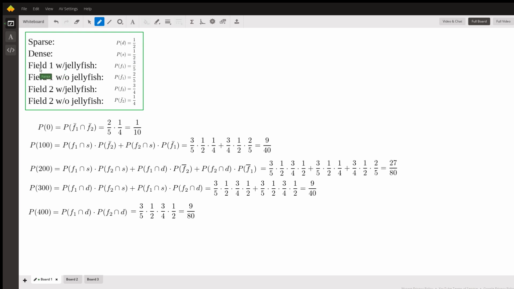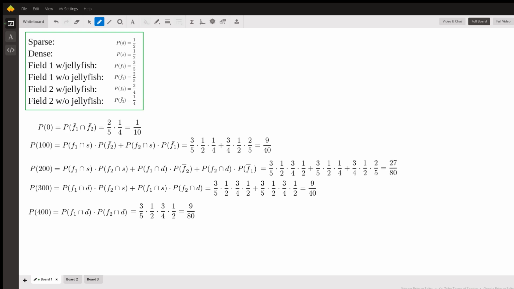The probability that field 1 has jellyfish is 0.6. By the way, I like to use fractions rather than decimals. So 0.6 is 3 over 5. And then the probability that field has no jellyfish is the complement, 2 over 5. Field 2, likewise, here's the probability that there are jellyfish, probability that there are no jellyfish.